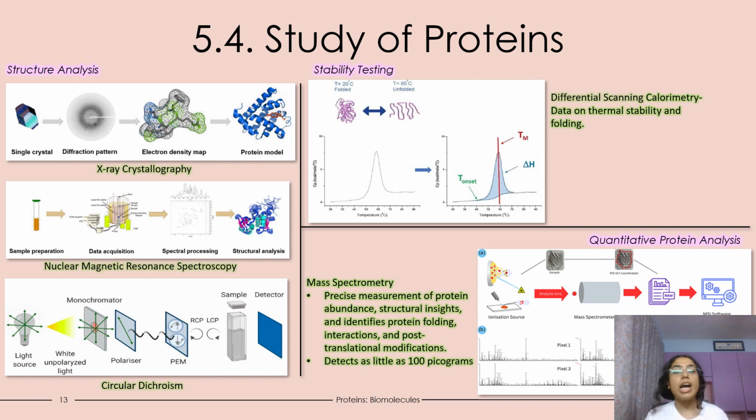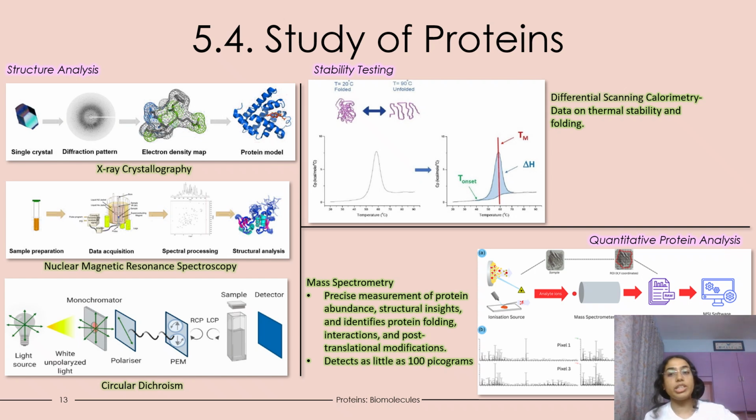Circular dichroism analyzes the differential absorption of left and right-handed circularly polarized light. It is a rapid method to estimate the content of secondary structures such as alpha helices and beta sheets, and to monitor protein folding, structural transitions, and thermal stability. But it provides low resolution structural data and requires optically transparent buffers.